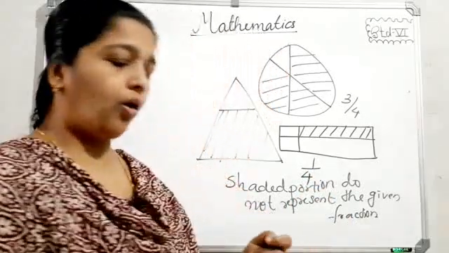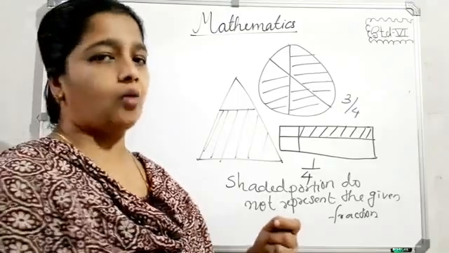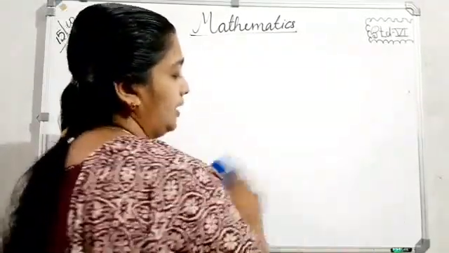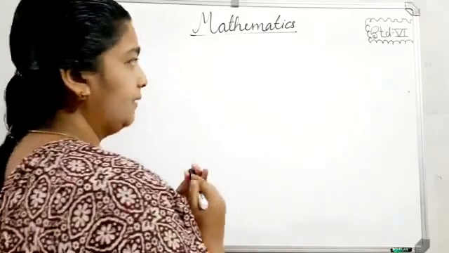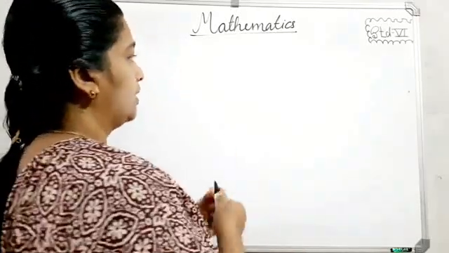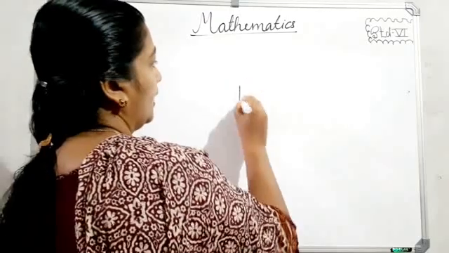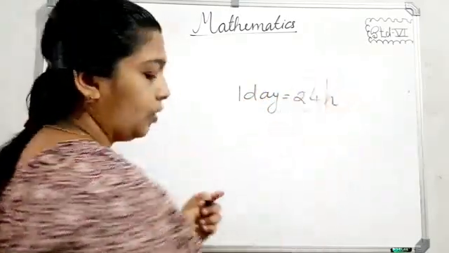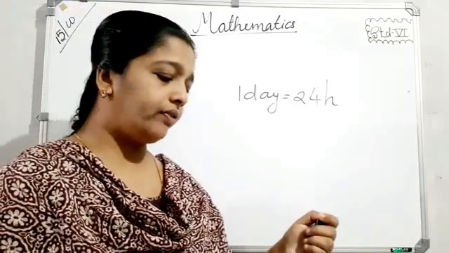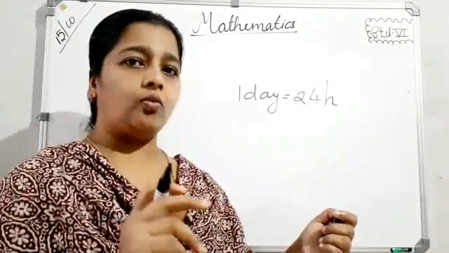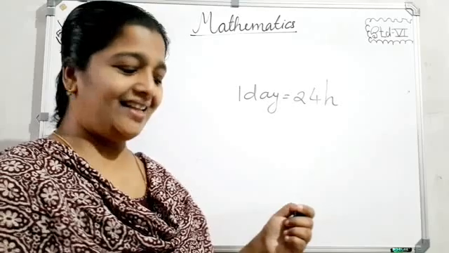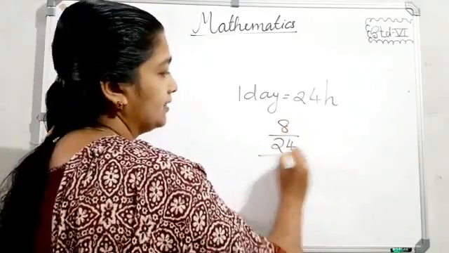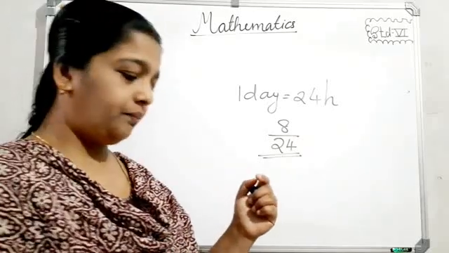What fraction of a day is 8 hours? So you know 1 day equals how many hours? 1 day equals 24 hours. 1 day equals 24 hours. So the question, what fraction of a day is 8 hours? Say the answer. 8/24. Clear? Yes. Next question.